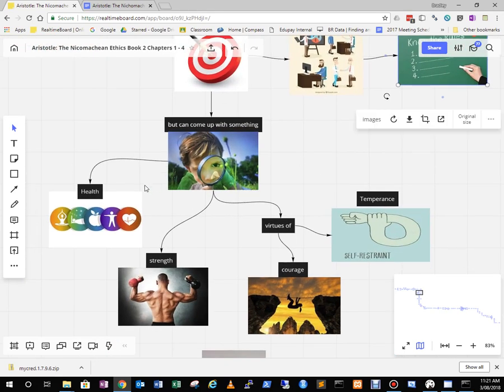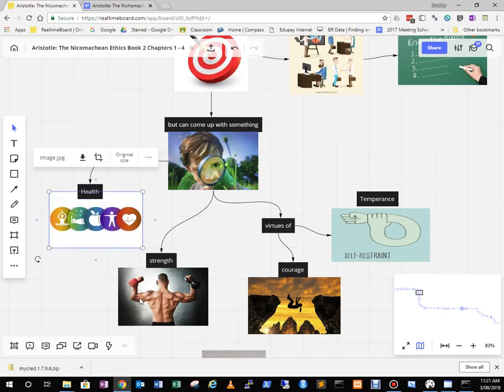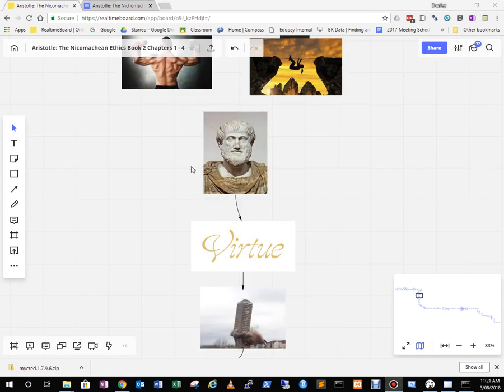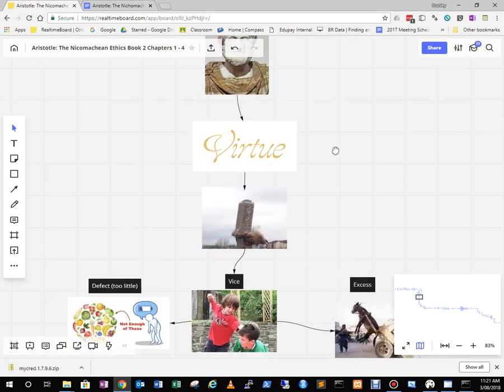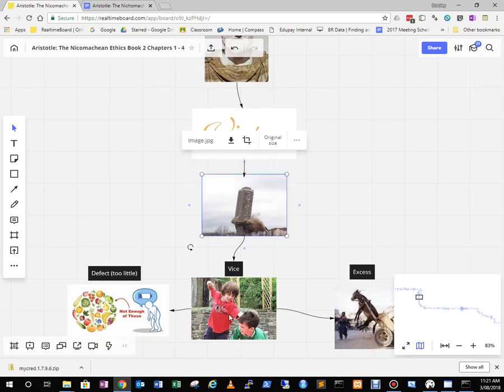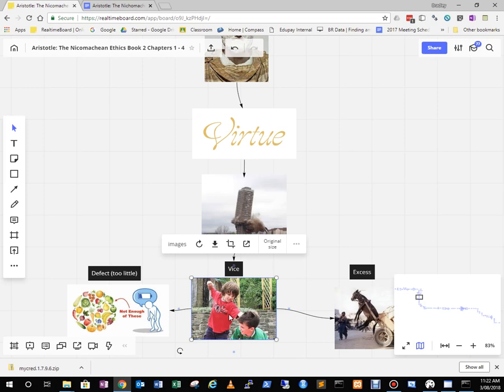So he starts looking at these particular areas. He looks at our health, and then he looks at our strength, and then he looks at the virtues of courage and the virtues of temperance, which means self-restraint. Take a note. And from an analysis of these areas, what he basically argues is that virtue is destroyed by vice. And vice are bad actions and bad habits. It's also a tendency or a disposition to do bad things, right?